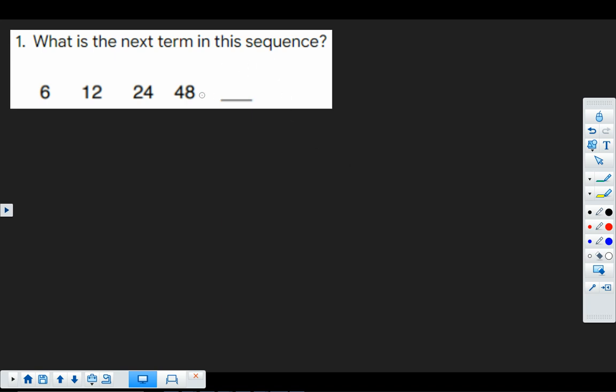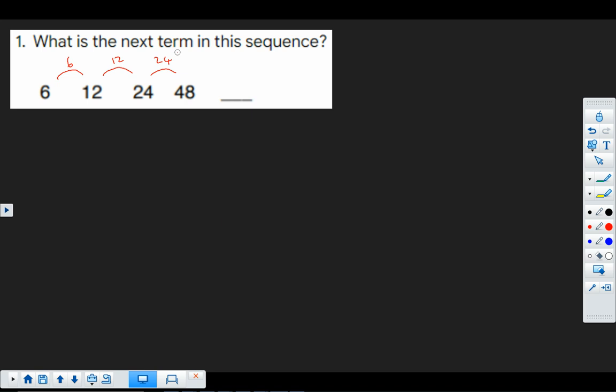What's the next term in this sequence? Well, the first thing that we do is look at what the gap is, and we see that it's 6, 12, 24.